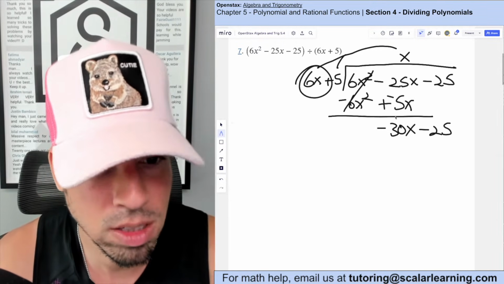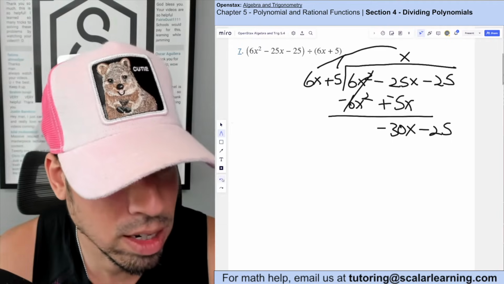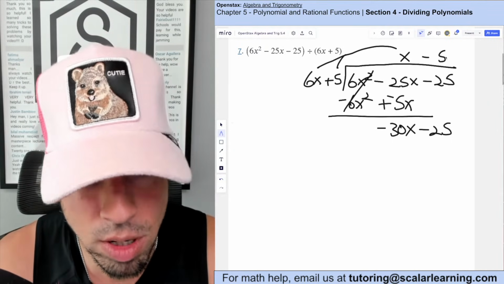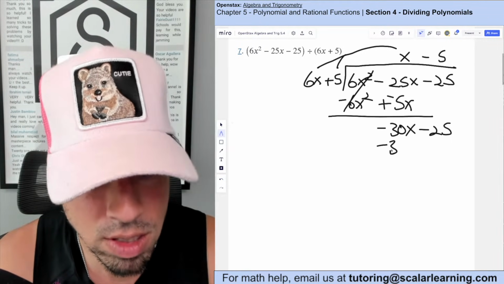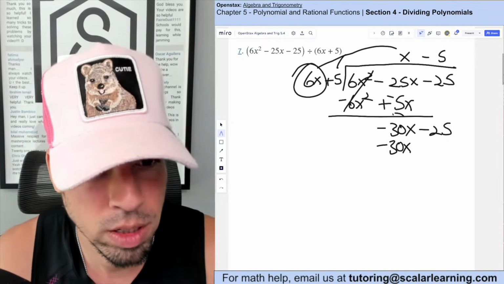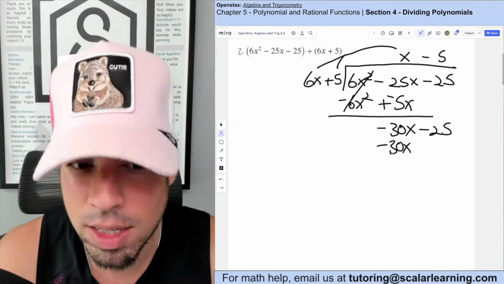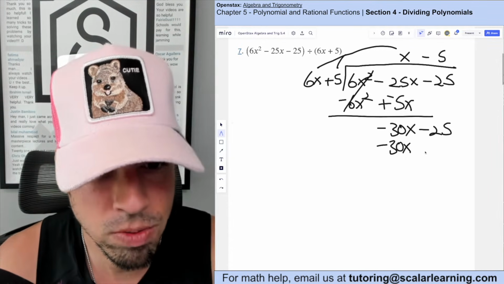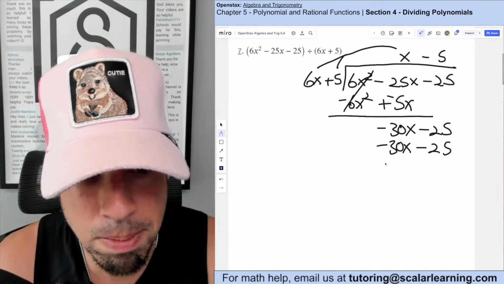Now, how many times does 6 go into negative 30x? Negative 5 times, right? Negative 5 times 6x gives us that negative 30x. And again, that's what we want. We want to match up this with that front term. And we did that. We got negative 30x, and then negative 5 times 5 is negative 25. Look at that. It matches up perfectly.